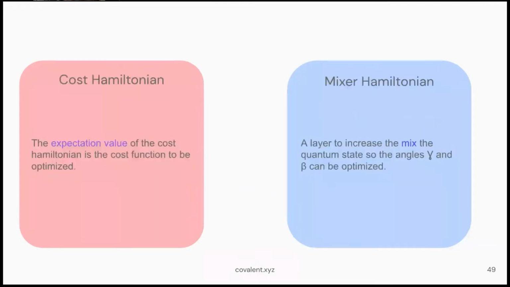So for QAOA, there's two different Hamiltonians. There's a cost Hamiltonian, where the expectation value of this cost Hamiltonian is the cost function to be optimized. So we want to minimize that value.